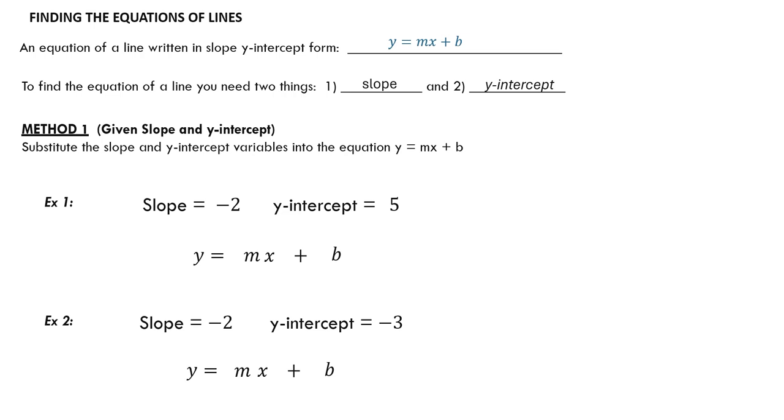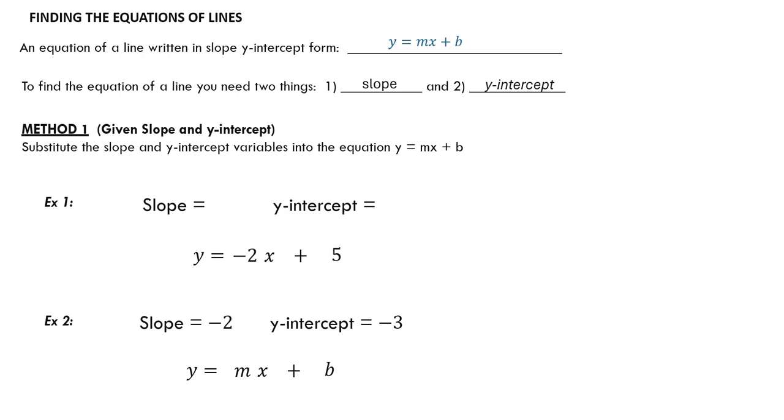Method 1. In this first example, we're provided a slope of -2 and a y-intercept of 5. Well, we simply swap out the -2 for the m and the 5 for the b. And there's our equation.